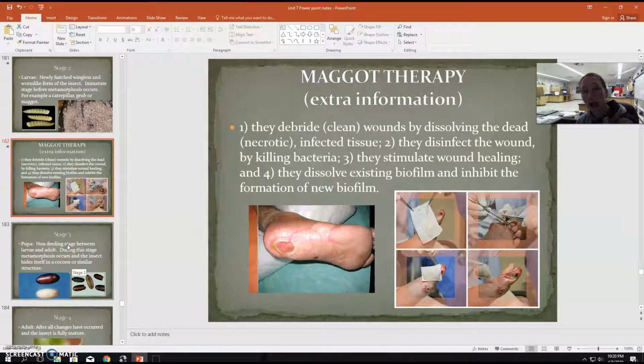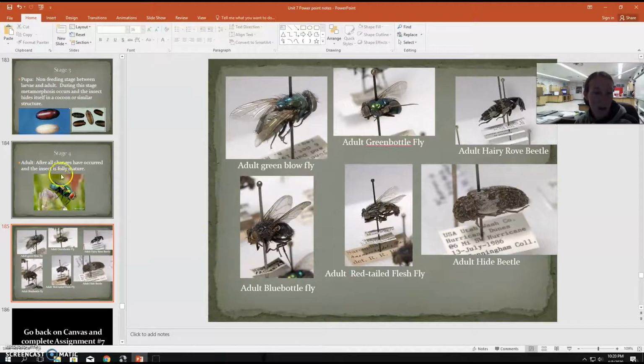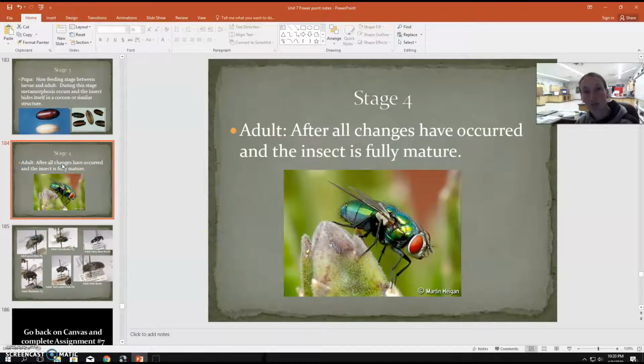So stage 1 is egg, stage 2 is your larvae. Stage 3 is where we get to our pupa. So this is where they're not eating. This is where they're just going to chill inside this little cocoon for about 12 days, okay, getting close to 2 weeks, until you reach your adult, right?